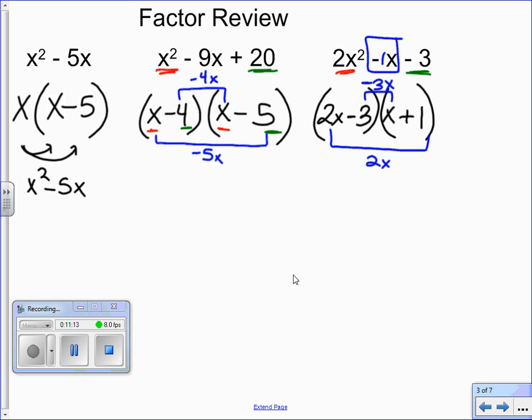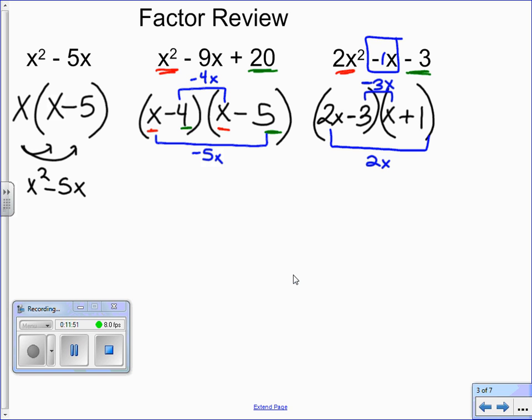So the key here is I call it guess and check, but it's so much more than guessing. You're putting some real thought into it, and you're thinking about what would happen if I refoiled this out. Like if I did the distribution, will it work out? 2x times x will be 2x squared. A negative 3 times positive 1 will be negative 3. And then in blue, my outside term will be positive 2x, my inside term will be negative 3x, and that will give me that negative 1x in the middle. Okay. So you really have to think about all those things that are going to be in play at the same time.